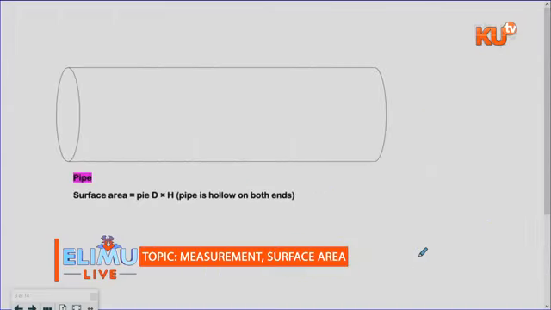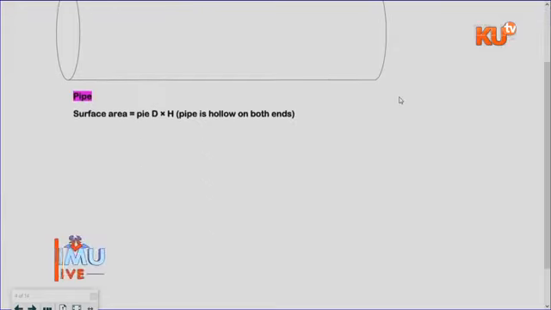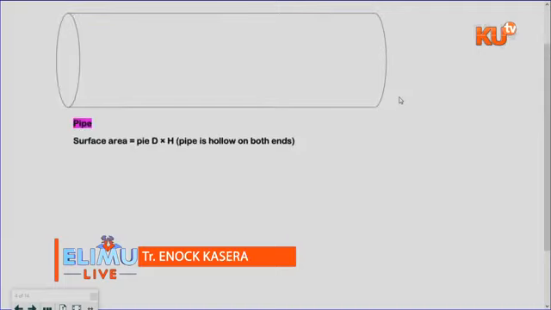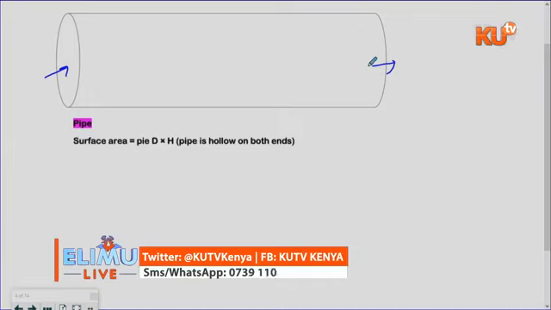So this is a pipe. Again, how do you find the surface area of a pipe? A pipe looks like a cylinder, but the difference between a cylinder and a pipe is that a pipe has got two hollow ends. So the two ends, this one here and this one here, are hollow. Hollow means that there are no two circles covering both ends. So to find the surface area, you are just going to find the curved surface area. Why? Because there are no circles.